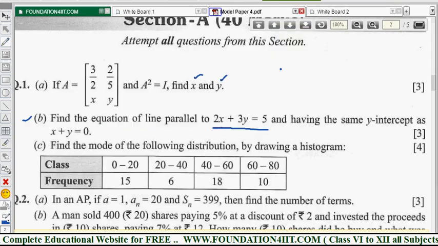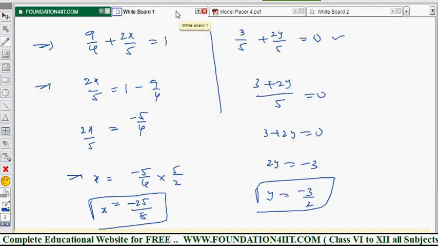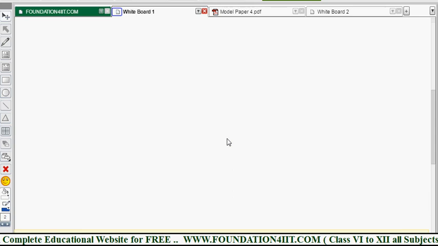Now see the next one. Find the mode of the following distribution by drawing a histogram. So you should draw the histogram for this, and from that you will find the mode. Let me show this on the graph paper. Let's draw the graph and find the mode.